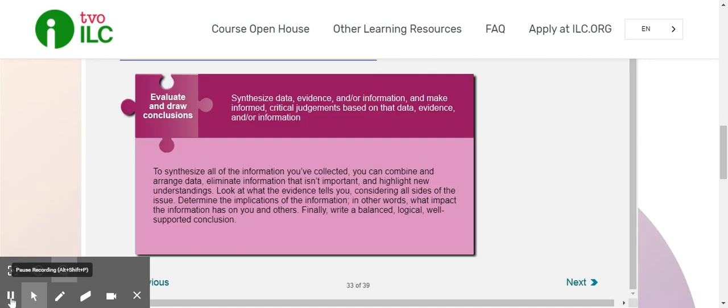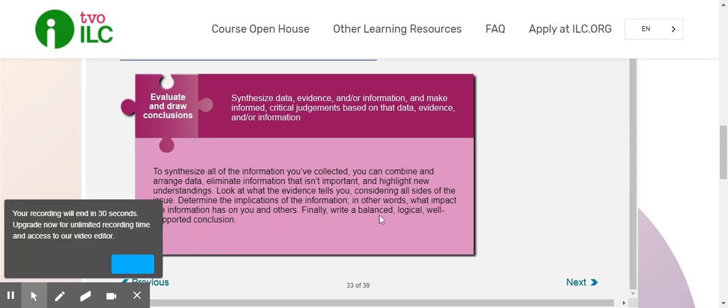The 4th step in the inquiry process is to evaluate and draw conclusions. This is where you're going to synthesize all of the information you've collected, and you are going to get to think about it and look at what the evidence tells you, considering all sides of that issue. Finally, you will write a balanced, logical, and well-supported conclusion.